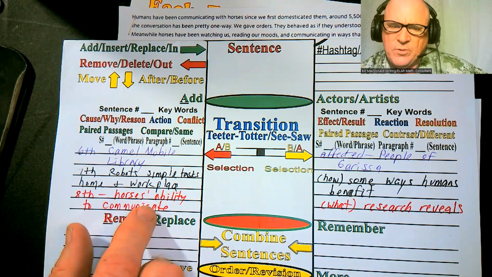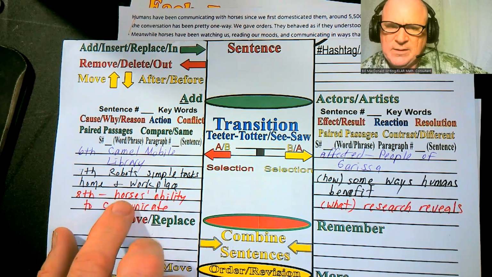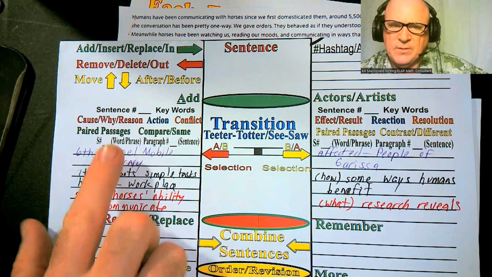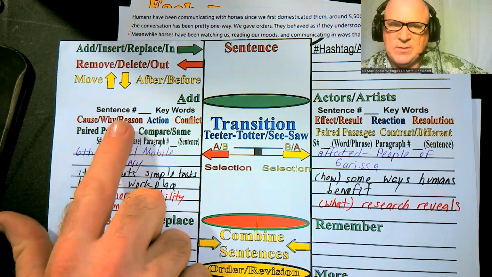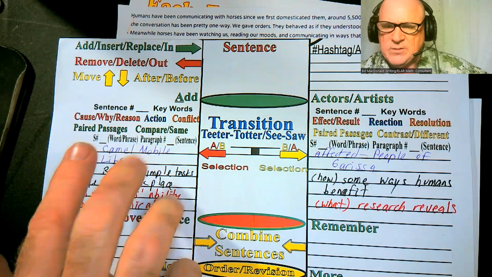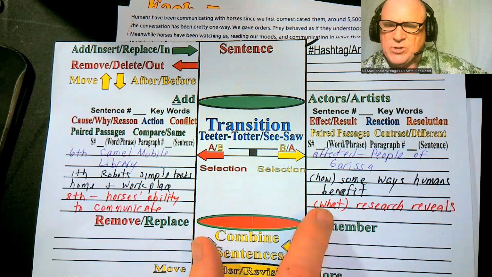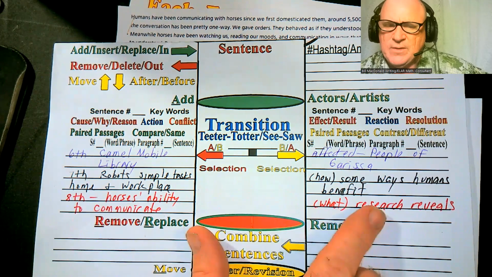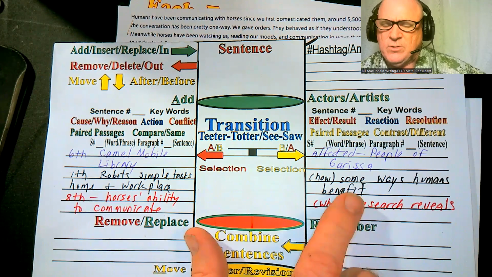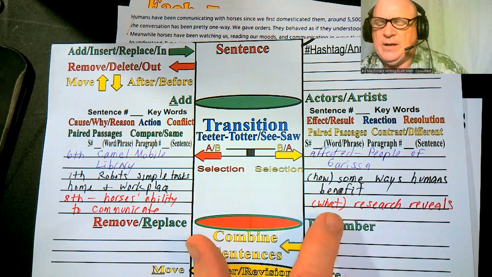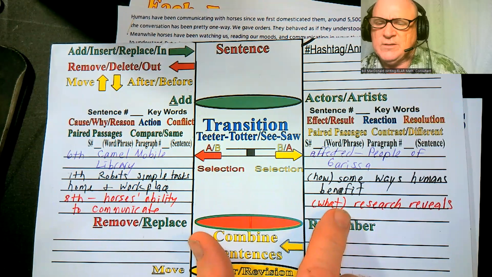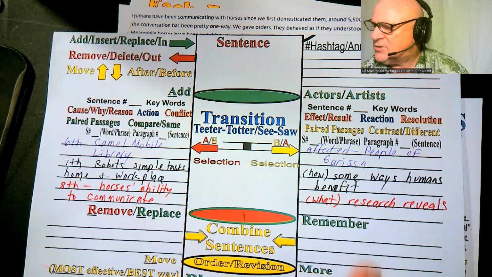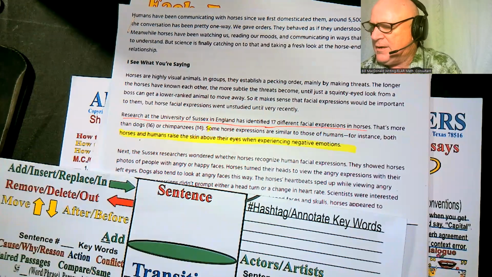And so the horse's ability to communicate is a cause, it's an action, it's something that happens, and so it has a reaction. The research, they started researching horses communicating, and what they want to know is what was the results of the research. So that's what I'm going to focus on with you today.